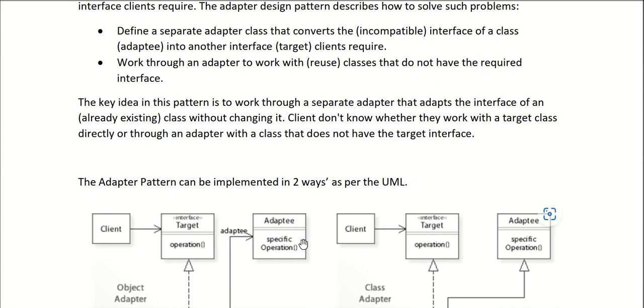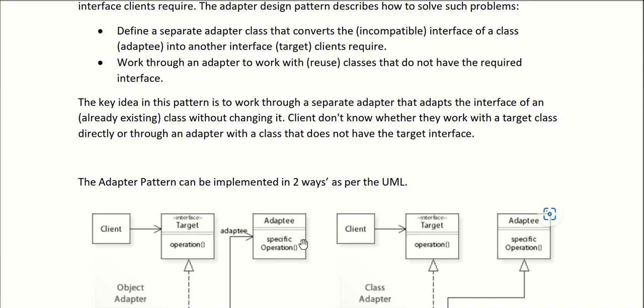The key idea in this pattern is to work through a separate adapter that adapts the interface of an already existing class without changing it. Guys, mark this word. The key idea over here is to work through a separate adapter or adapter class that adapts the interface of an already existing class without changing it. This way we are not violating the SOLID principle, the single responsibility principle basically. Client doesn't know whether they work with a target class directly or through an adapter with a class that does not have the target interface.